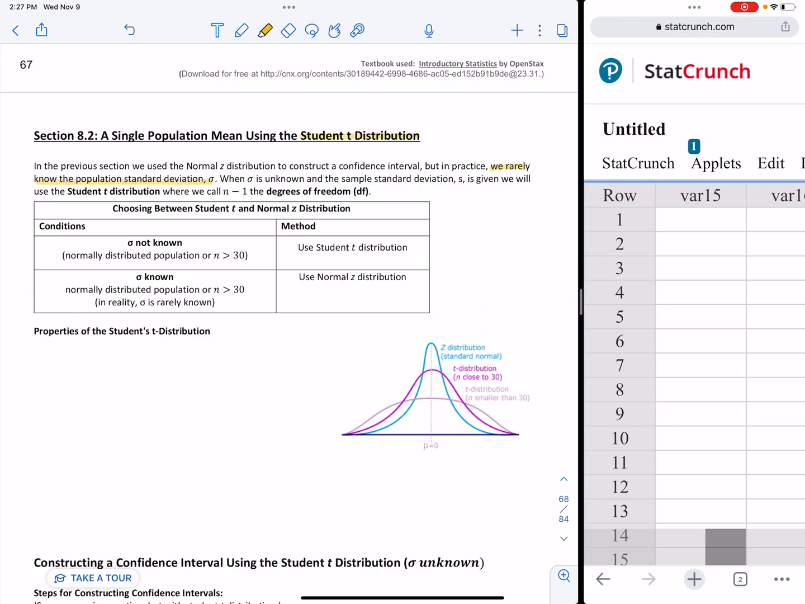And inside the student t-distribution, we have something called the degrees of freedom. That's going to be n minus 1. It's a lot. You'll figure it out. Things fall into place pretty easily.